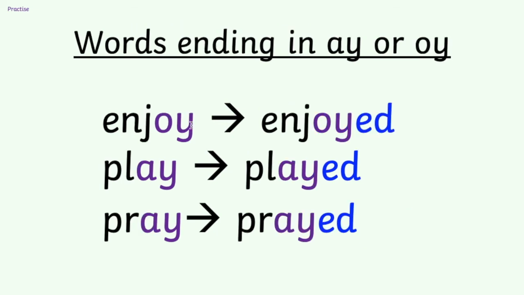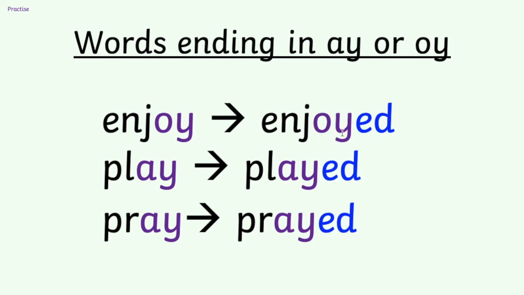When a word ends in a Y, but it's not just a Y by itself, it's a Y with another letter, so that's a digraph, that's making a sound. So in the word enjoy, the O and the Y are making the OI sound. In the word play and pray, the A and the Y are making an A sound. So we've got an OI sound and an A sound. You can see that the Y is working together with another letter. In these words, instead of changing the Y to an I, we just keep it the same.